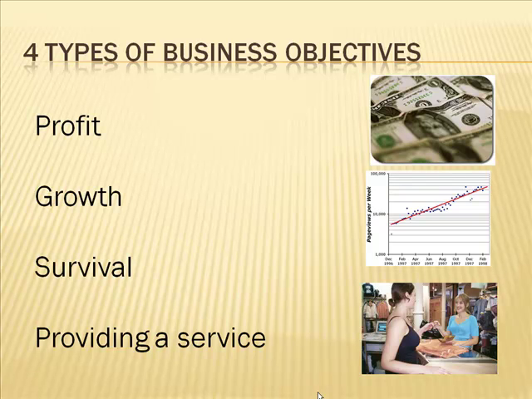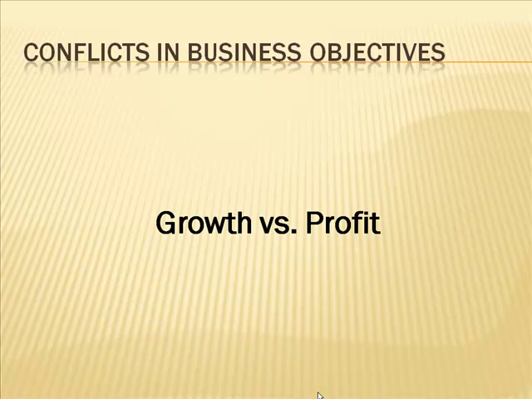Now, these objectives come with issues and problems as well, and these are what we call conflicts between objectives. And I'm going to give you 3 examples in which objectives can cause conflicts with each other. So, conflicts in business objectives.